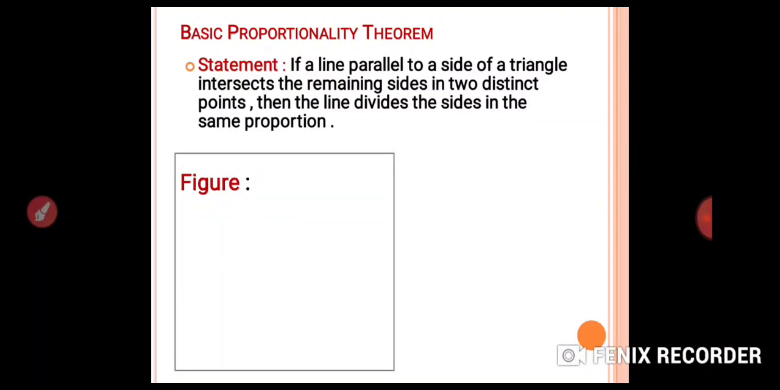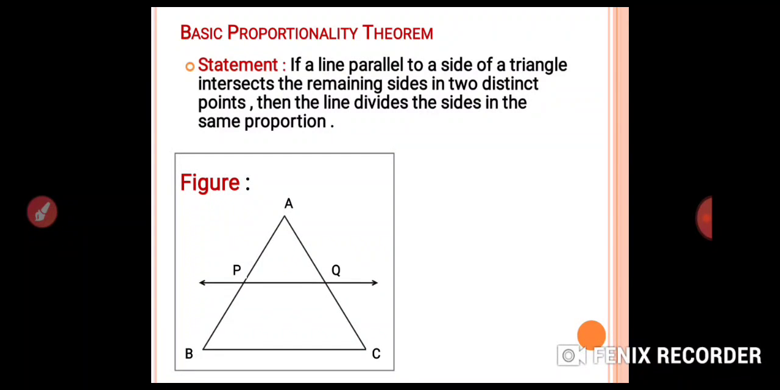If a line is parallel to a side of a triangle, so first we require a triangle. Here we see a triangle. Name that triangle, that is triangle ABC. Then a line parallel to side BC, and name that line, that is line L. And this line intersects segment AB at point P and segment AC at point Q.